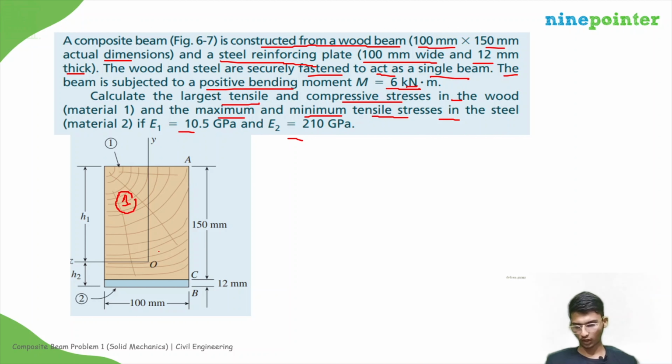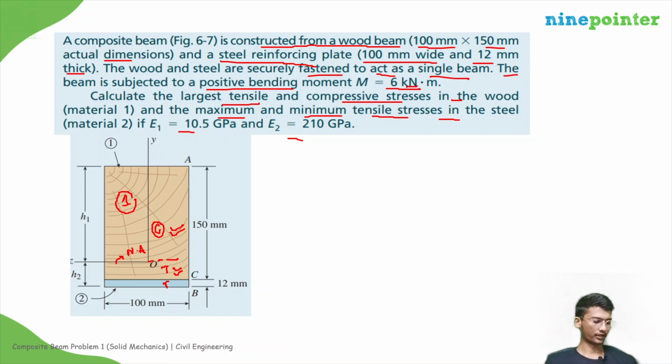So suppose the neutral axis is located here. This is the neutral axis. Then this whole portion will be under compression and the lower whole portion will be under tension, right? So if you see, the material 2 will be wholly under tension. So it will have minimum and maximum tensile stresses. But if you see the material 1, it is under tension and it is also under compression. So it will have maximum compressive stress and it will have maximum tensile stress. And the minimum tensile and compressive stress will be 0. Okay. So this is how it will deflect.